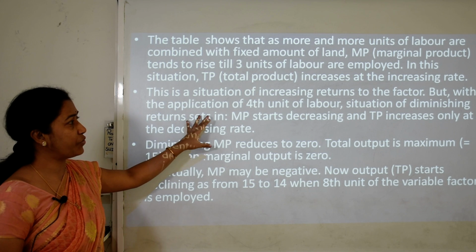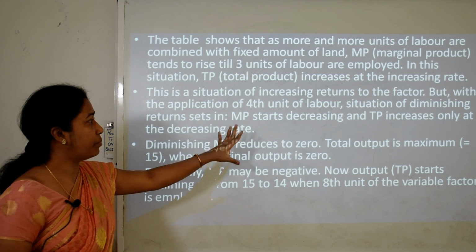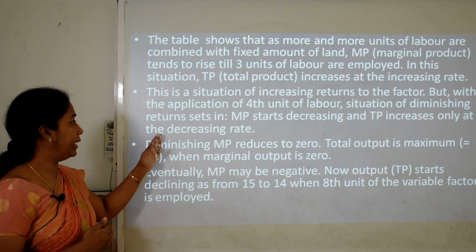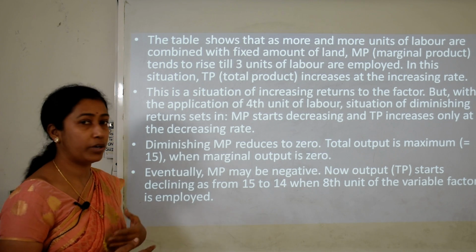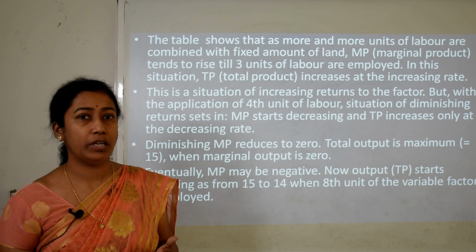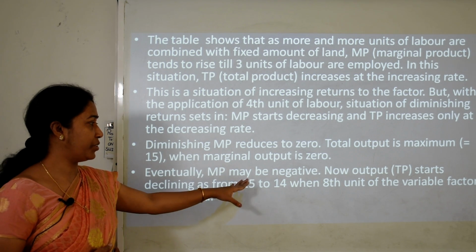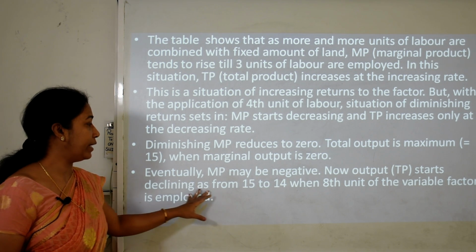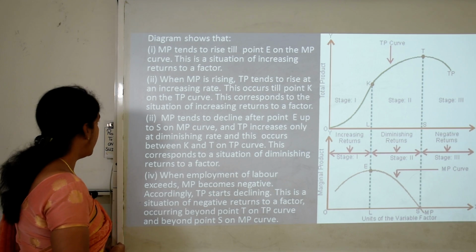But with the application of the 4th unit of labor, the situation of diminishing returns sets in, that marginal product starts decreasing and total product increases only at a decreasing rate. And the 3rd phase suggests that marginal product becomes 0 and after that it becomes negative. Eventually MP, that is marginal product, may be negative. Now output, that is total product, starts declining from 15 to 14 when the 8th unit of the variable factor is employed.